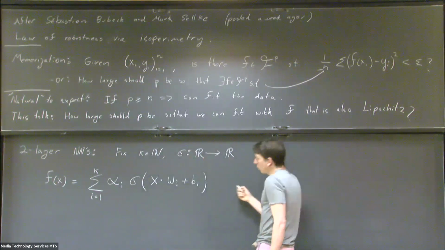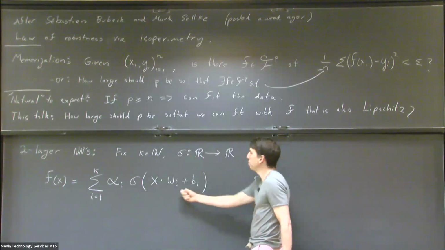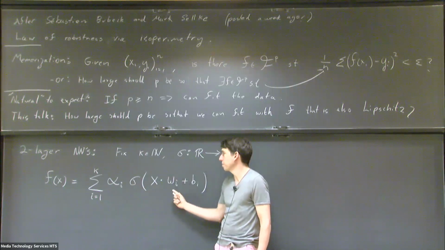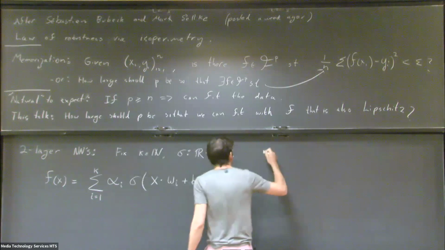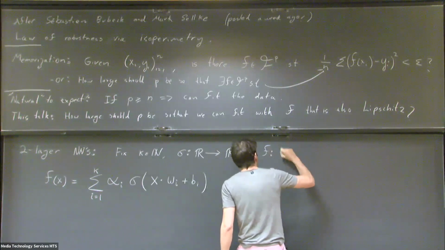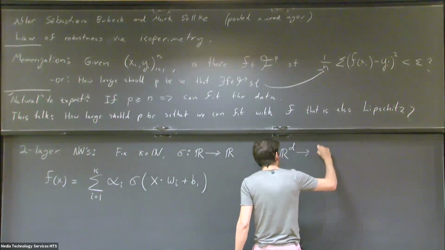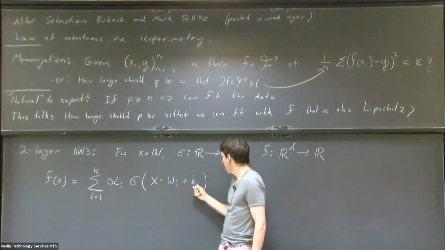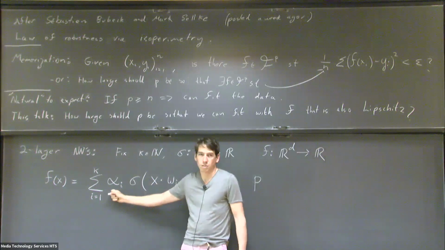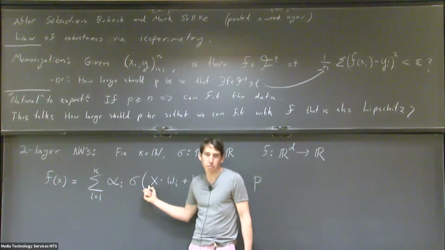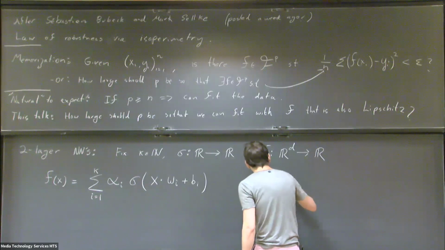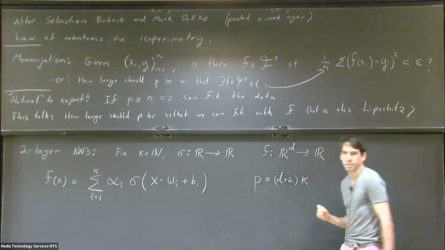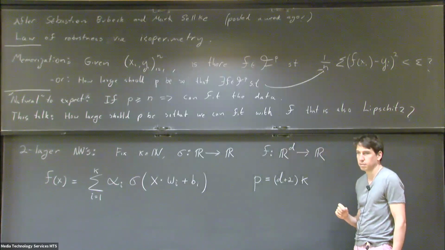So here, what is P? The number of parameters that I need for this thing. If f is from R^d to R, then these guys are vectors in R^d, and these are just numbers. So I have d plus 2 numbers per neuron. So here P is (d plus 2) times k. Okay.